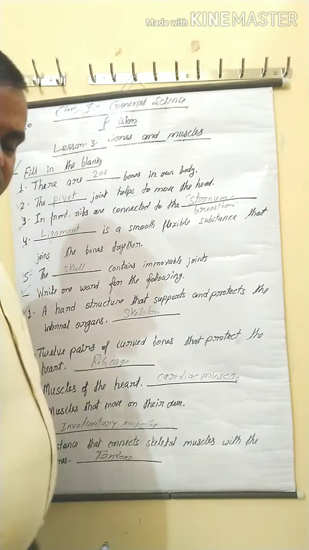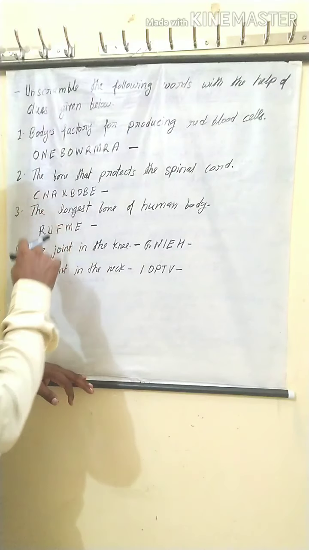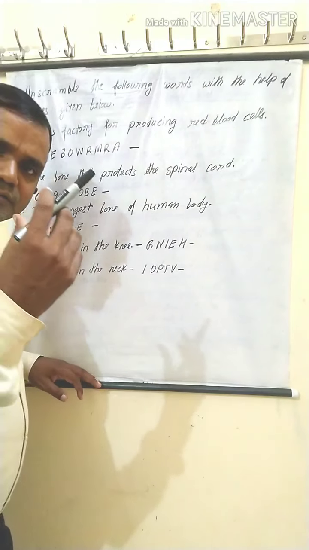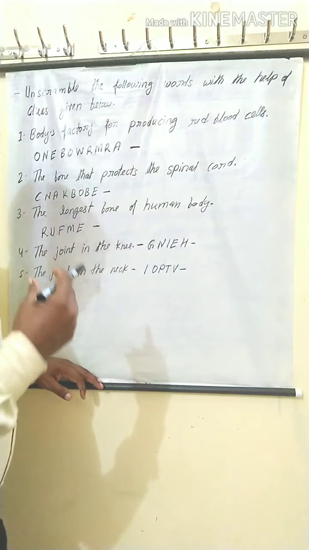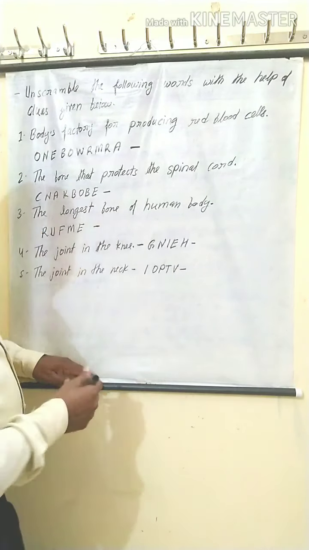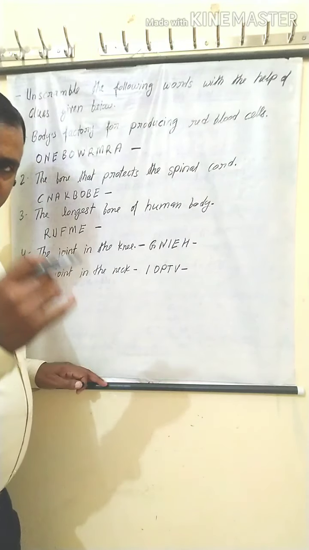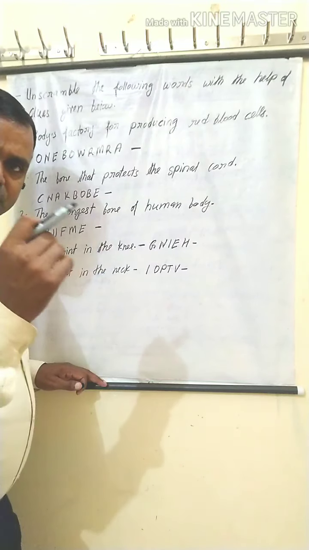Now next exercise. Unscramble the following words with the help of clues given below. Here clues are given and scrambled words are given, and you convert these scrambled words into the correct word. You find out the correct word. Body's factory for producing red blood cells. You know which part produces the red blood cells.